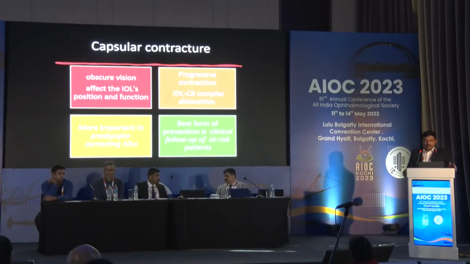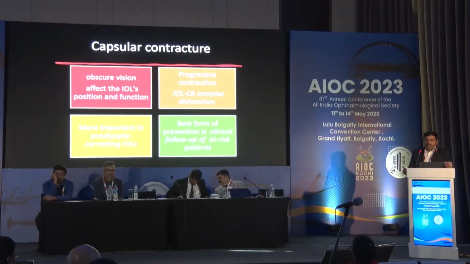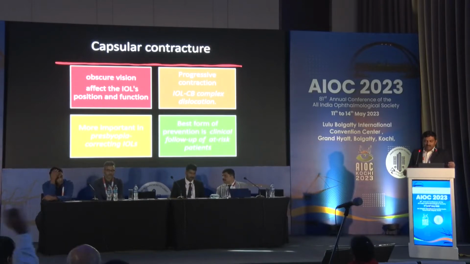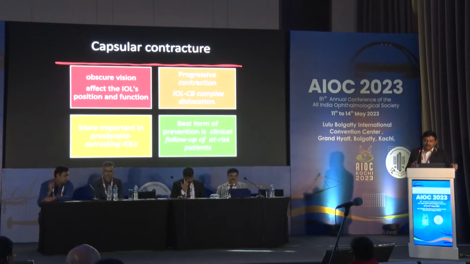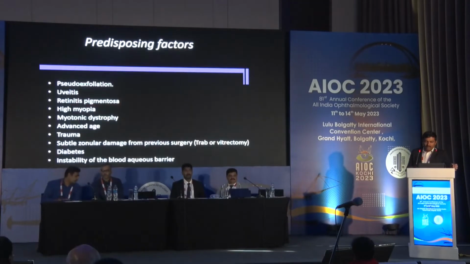Why one should worry about the capsular contracture is that it obscures the vision and affects the IOL position and function. The progressive contracture can sometimes lead to IOL capsular back dislocation. It is more important especially in premium IOLs, especially presbyopia correcting IOLs. You've done a good surgery with multifocals and trifocals, but due to capsular contracture, one may face a problem. The best form of prevention in these cases is follow up of high-risk cases. I'll tell you who the high-risk patients are.